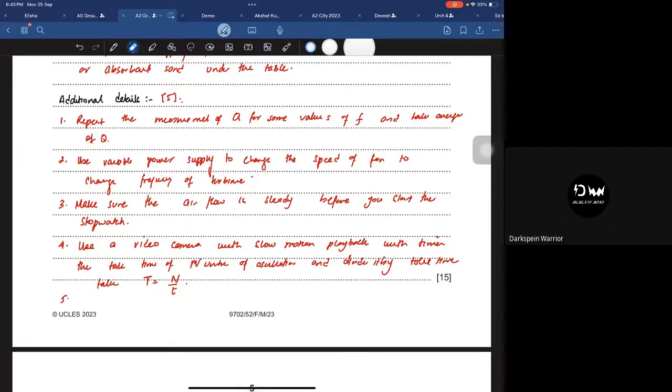We just use the video playback, record the video with the stopwatch in view. But then you do not know when the oscillation is completed, because there are multiple blades. So we paint one of the fan blades red, or any other color, a blade.